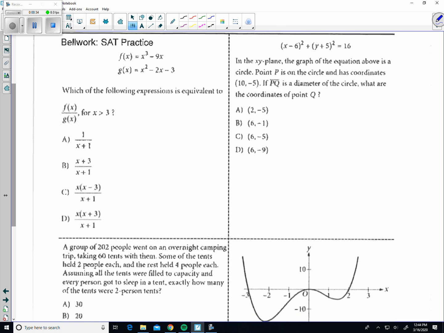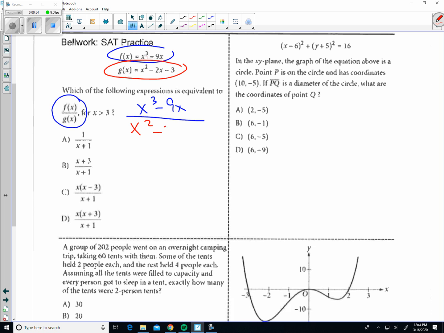In the first problem, in the upper left-hand corner, we're asked to find the result of the division of 2 polynomials. If I take the first polynomial, which is f of x, and put that in my numerator, x to the third minus 9x, and I take the second polynomial, which is our g of x, and put that in the denominator, we would have set up our nice rational function here.